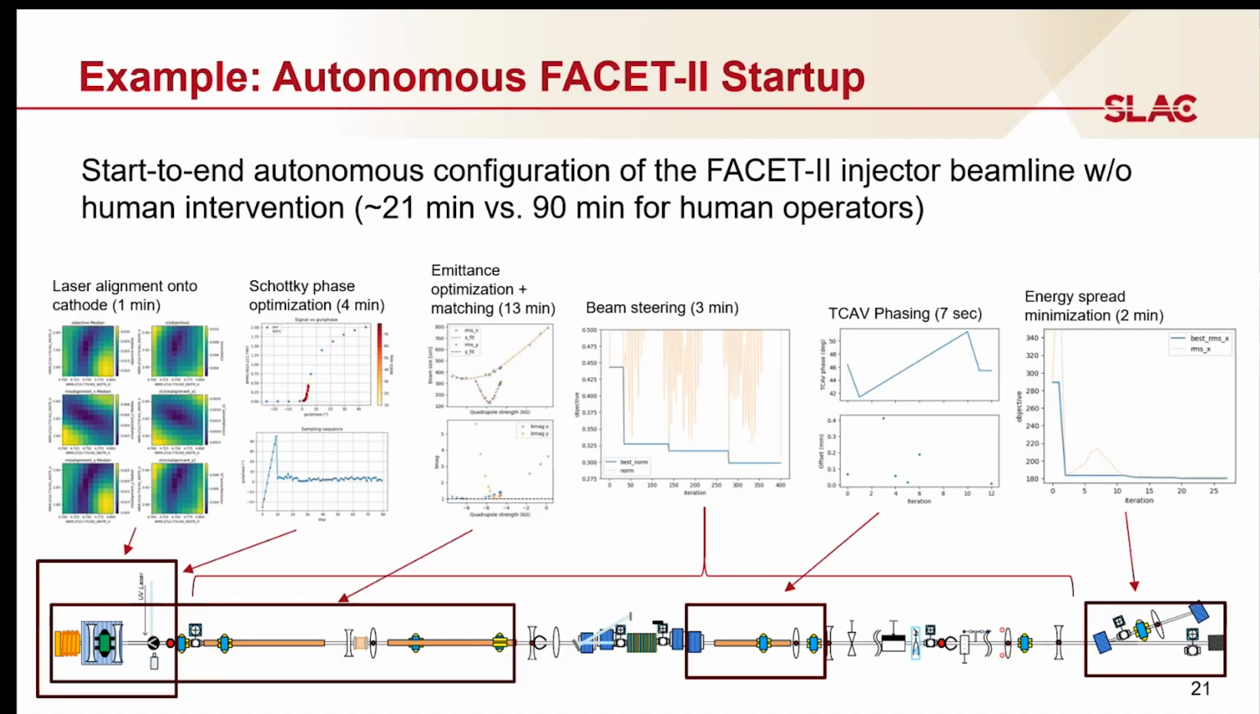And so in this case, what we do is we take all these different Xopt optimization algorithms. Some of these are machine learning based algorithms, others are heuristic algorithms, and then we also have those from control theory. All of those are combined into a sequential execution where we essentially go one by one and set up the machine completely autonomously. And so this is an example of that. We do, for example, a laser alignment onto the photocathode that produces the electrons.